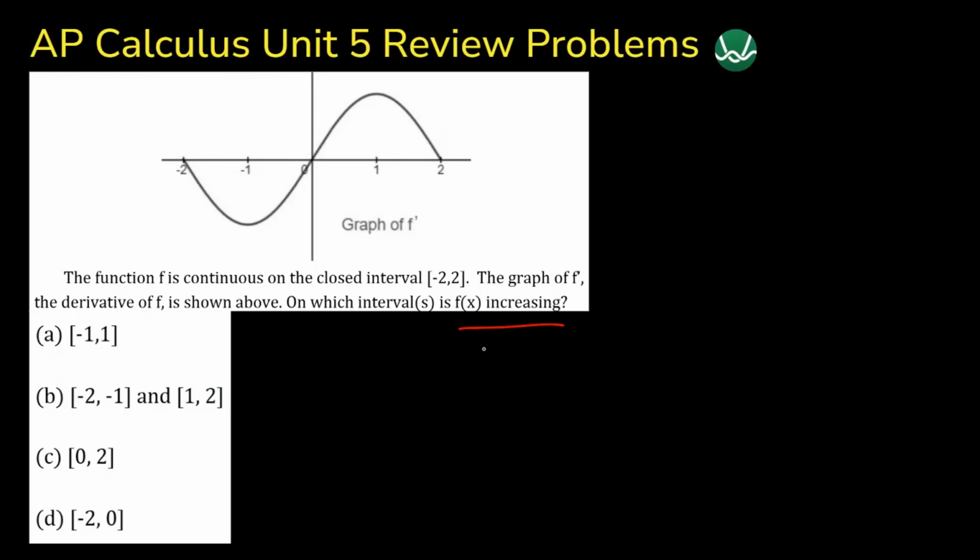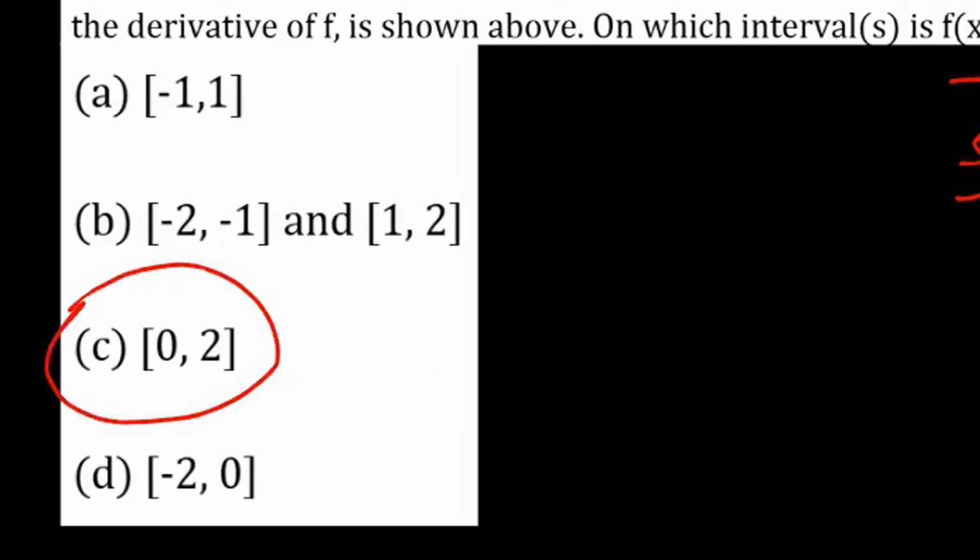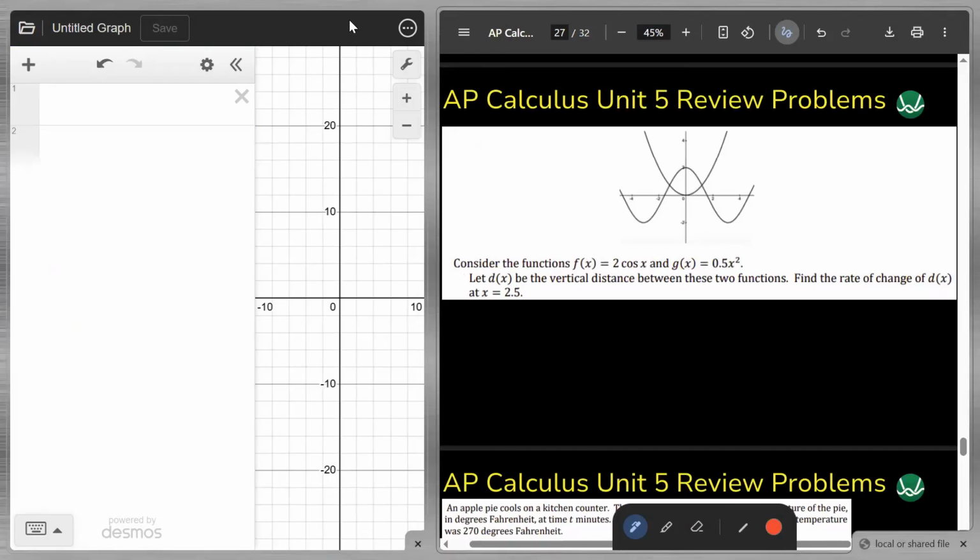f is going to be increasing when the first derivative is positive. That's namely between 0 and 2. So we can include the endpoints since f is continuous. Choice C.